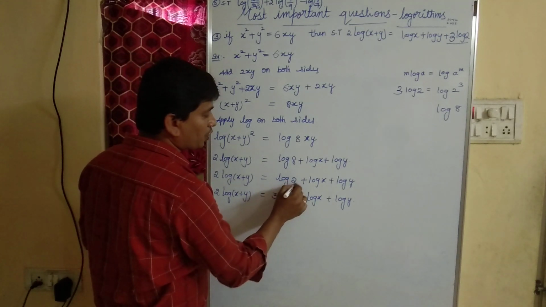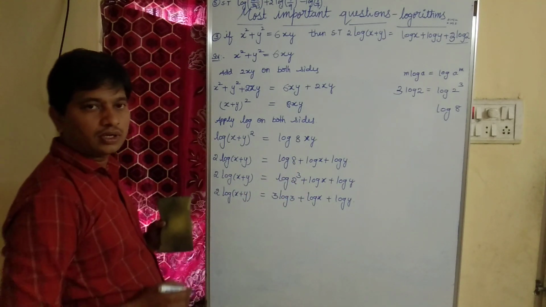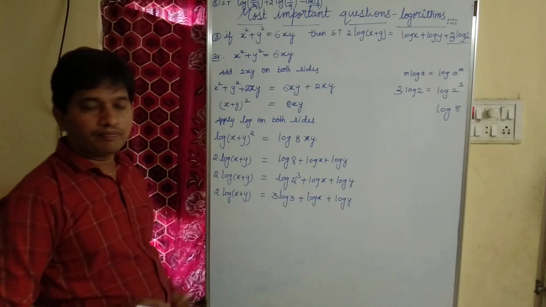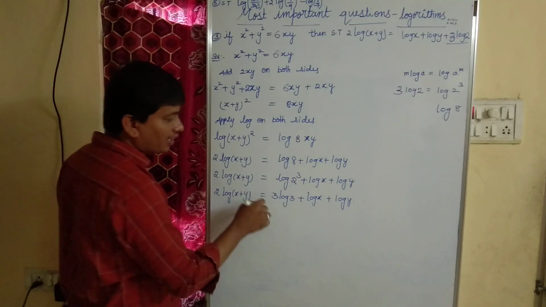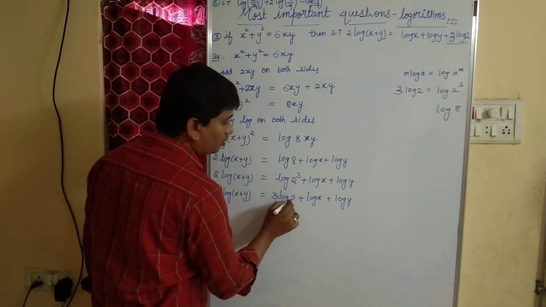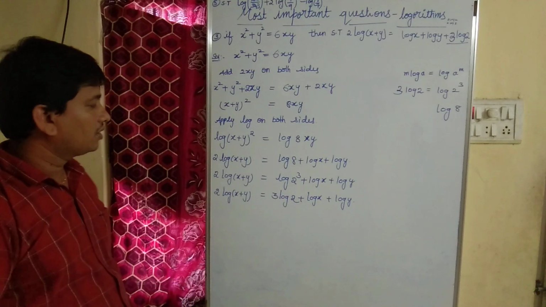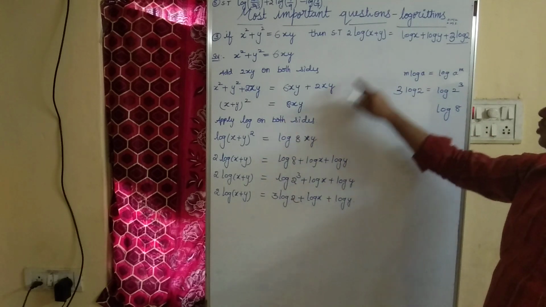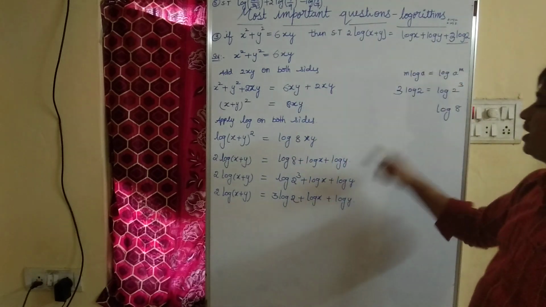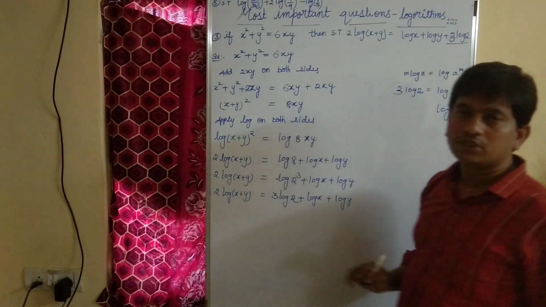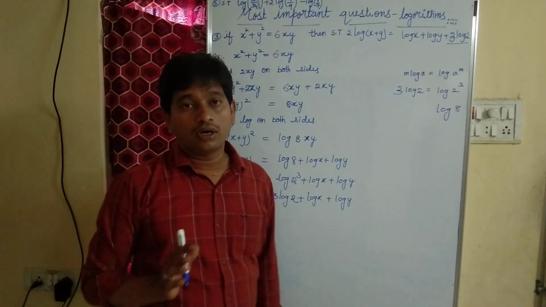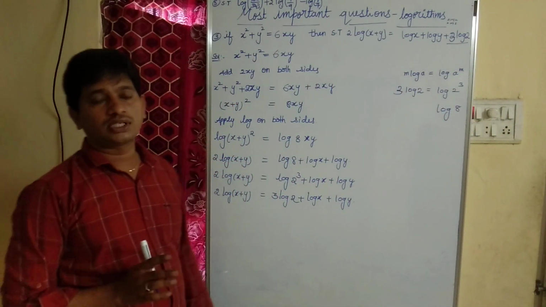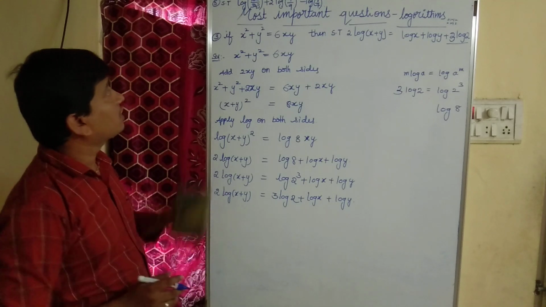8 I can write as 2 cube, which is in the form of log a power m. Log a power m I can write as m log a, I mean 3 into log 2. See, we got the same answer: 2 into log of (x plus y) equal to log x plus log y plus 3 log 2. So this is the most important. This year they may ask a 4 mark question on this. This is our third method.